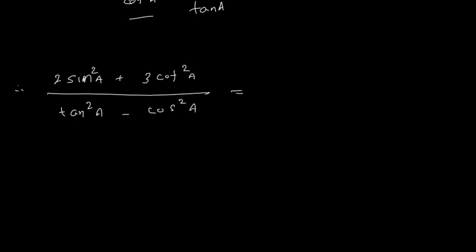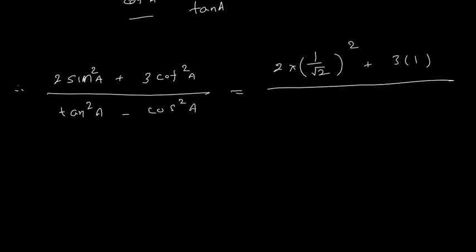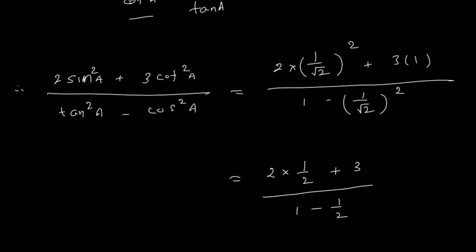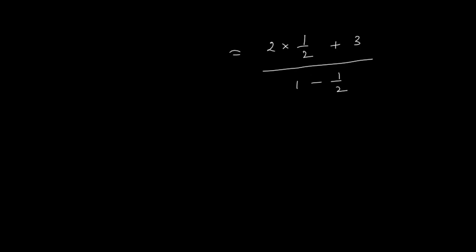So let us put the value. Here it is 2 into 1 upon root 2 the whole square plus 3 into 1 whole divided by 1 minus 1 upon root 2 the whole square. So this is 2 into 1 upon root 2 the whole square is 1 upon 2, plus 3 upon 1 minus 1 upon 2. So this 2 and 2 will cancel and I will get 1 plus 3 whole divided by 1 minus half.